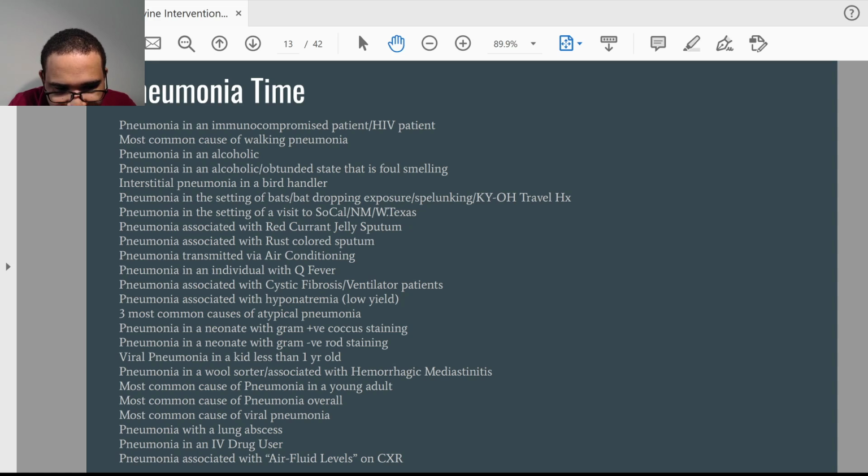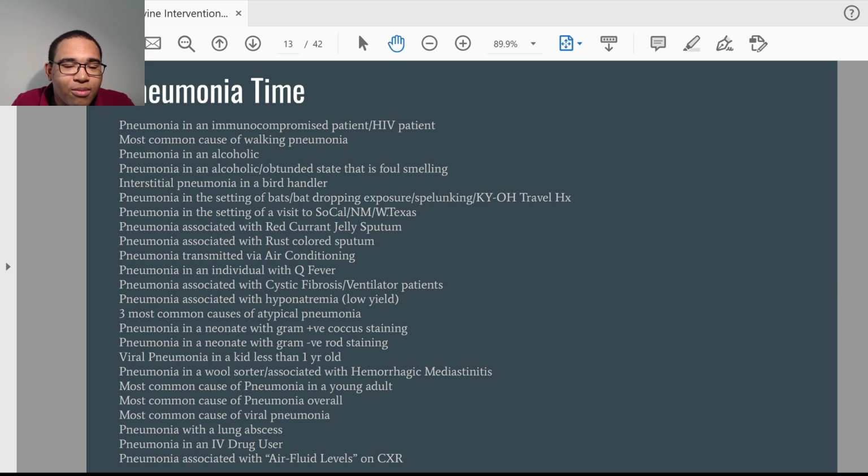And then pneumonia in a wool sorter, or you can say FBI agent, or they can say associated with hemorrhagic mediastinitis. What is this? This is anthrax, right? This is Bacillus anthracis. Remember, you treat that with a fluoroquinolone on a USMLE exam. And then, most common cause of pneumonia in a young adult, don't say strep pneumo, say Mycoplasma, right? Mycoplasma is going to be the right answer on a test. And then, most common cause of pneumonia overall: strep pneumo, right? Strep pneumo, there's pneumo in the name.